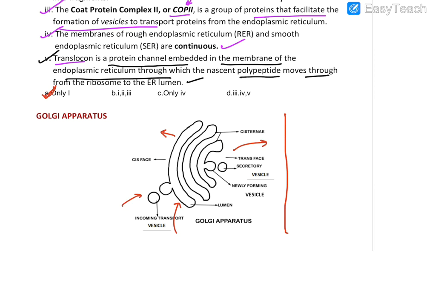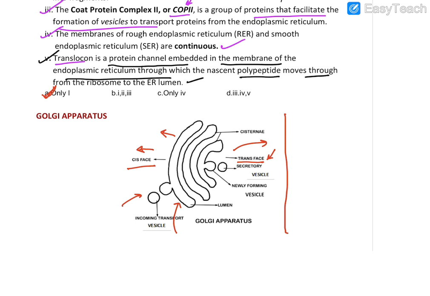The convex region which faces the endoplasmic reticulum or the nucleus, we call it the cis face, the formation face. Then the next one, the concave region that is present toward the plasma membrane, is called the trans face. It is also called the maturation face.